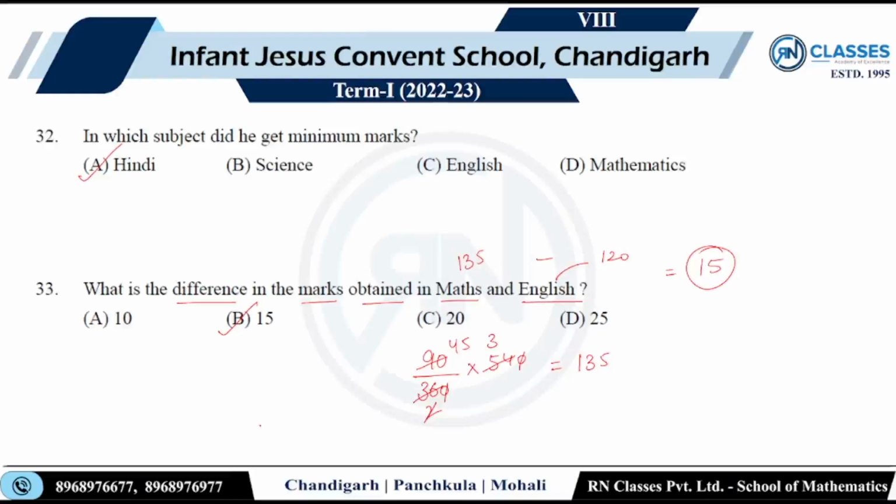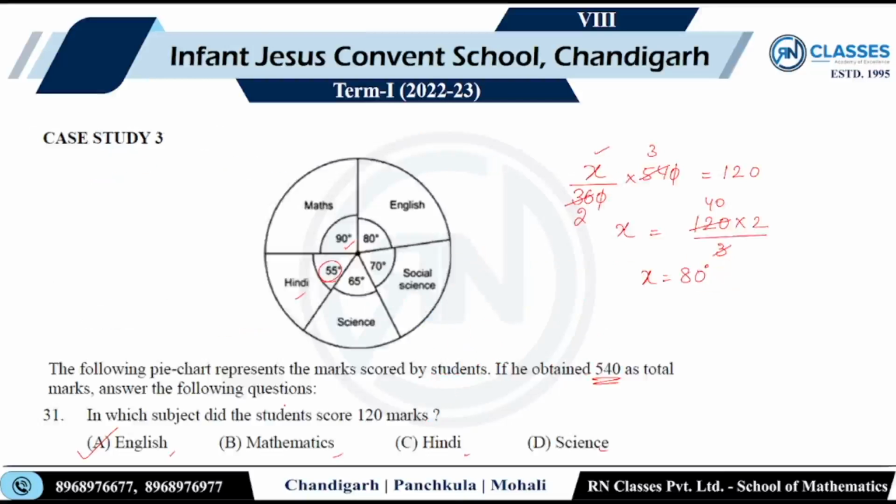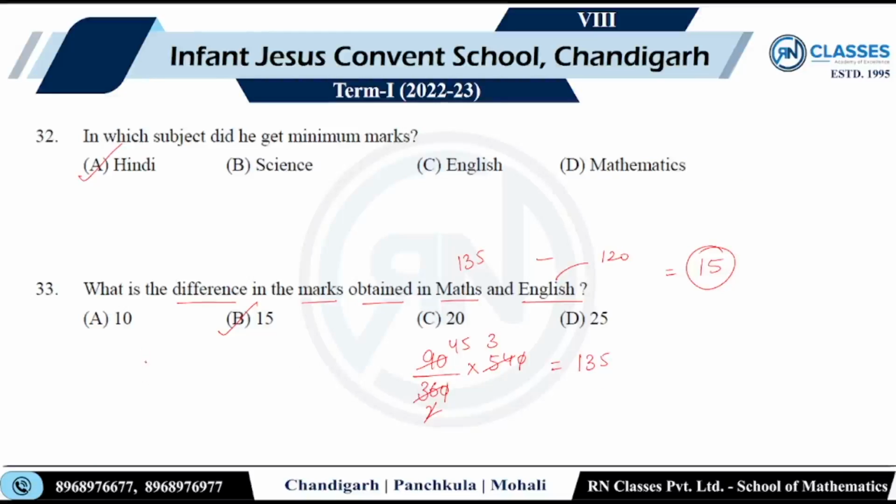15. इसको करने का एक और तरीका भी था. कैसे? देखो, central angle of mathematics was 90, English का था 80. Difference किया, central angle कितना आया? 10 degrees. यही marks चाहिए ना. 10 degrees पे marks निकाल लो कितने हैं. 10 degrees by 360 into 540, so this goes to 3/2, so this will be 5. Answer यहां से भी 15 ही है.